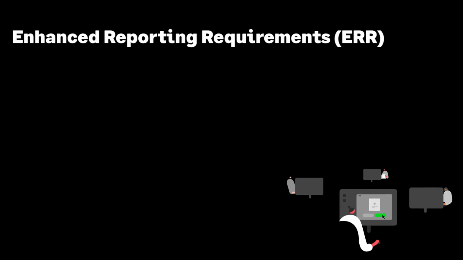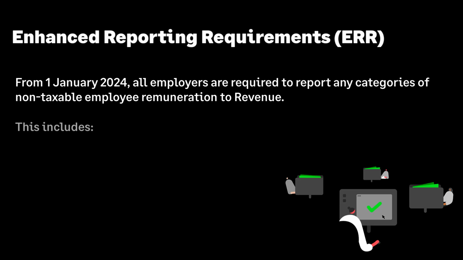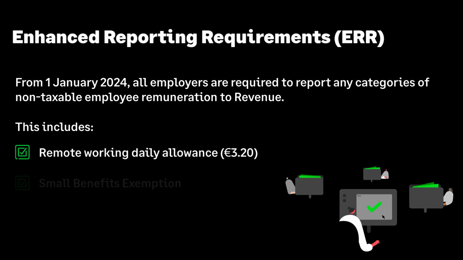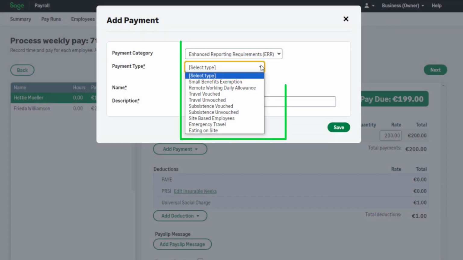First, let's look at the enhanced reporting requirements. From 1st of January 2024, all employers are required to report any categories of non-taxable employee remuneration to Revenue. The employee remuneration includes remote working daily allowance, small benefits exemption, travel and subsistence. New payment types have been added to Sage Payroll so you can comply with the new requirements.